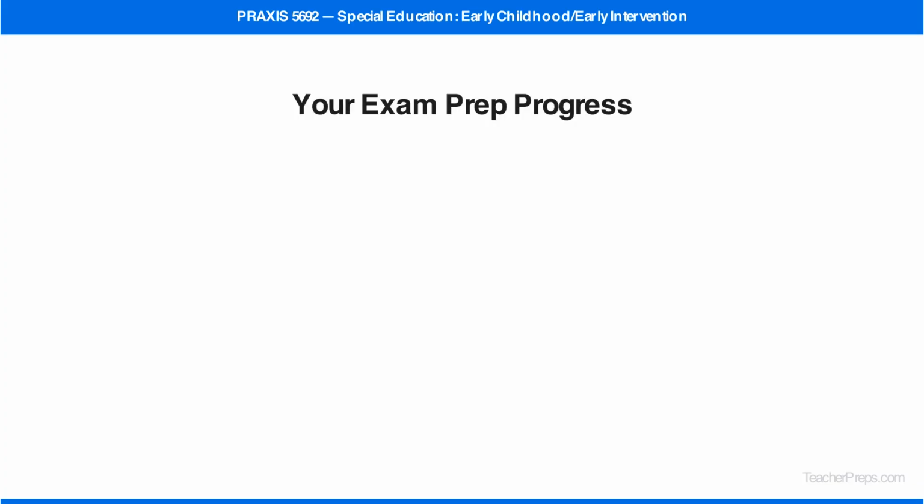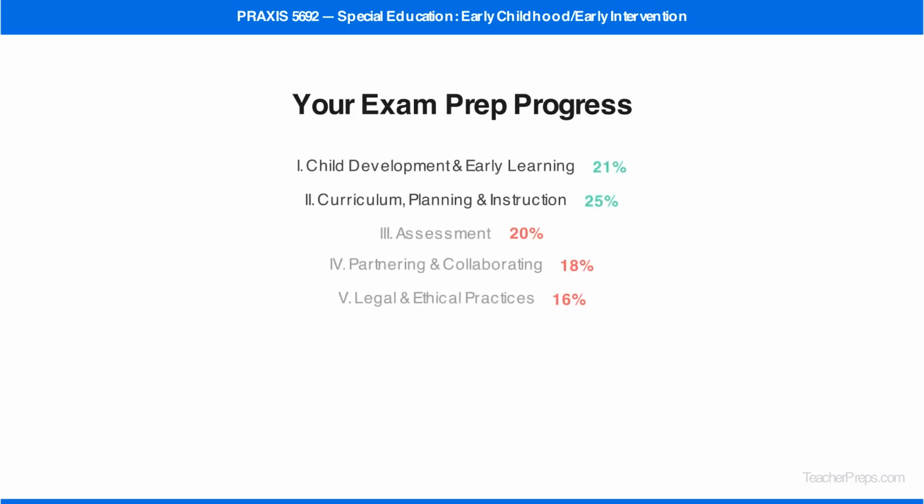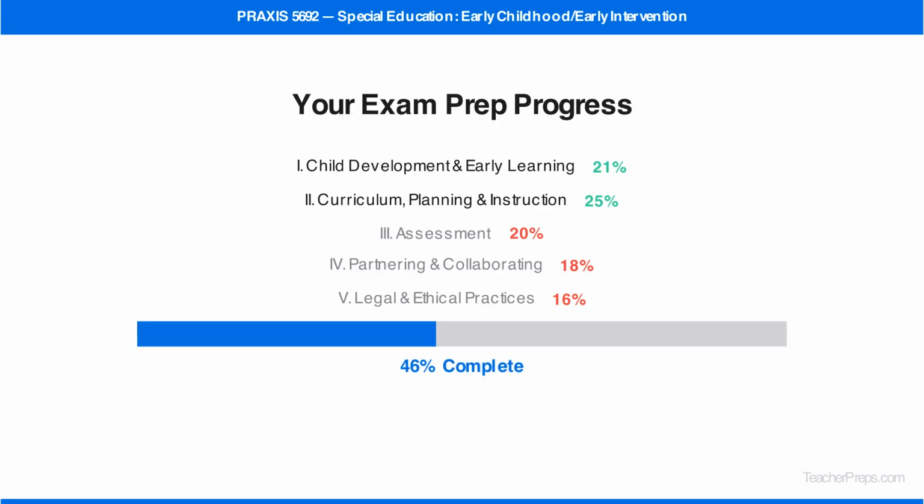Great work covering child development and curriculum, planning, and instruction. But here's the thing. Domains 1 and 2 are 46% of your exam. You still need Domain 3, Assessment, worth 20%, Domain 4, Partnering and Collaborating, worth 18%, and Domain 5, Legal and Ethical Practices, worth 16%. That's 54% of your exam we haven't covered.